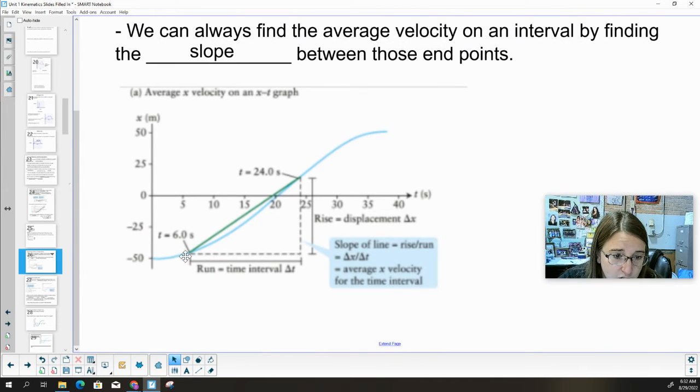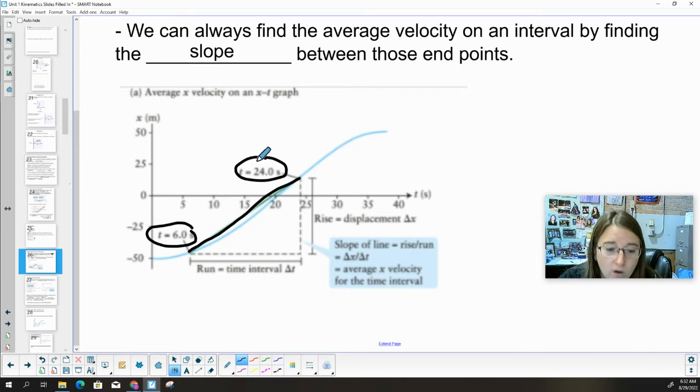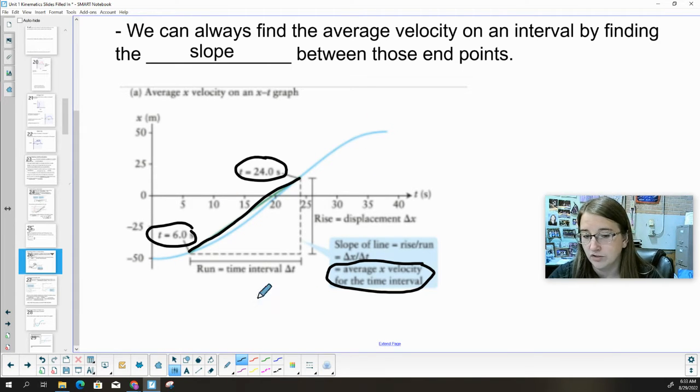So we can see here I've got this curve, yeah? If I wanted to find the average from t equals 6 to t equals 24, I'd make a straight line connecting those 2 dots, find the slope. That would give me the average velocity. Again, we can see based on the curve it is changing, but the slope of this line is the average velocity. Yeah, and again, you can see that there. Slope is the average velocity.